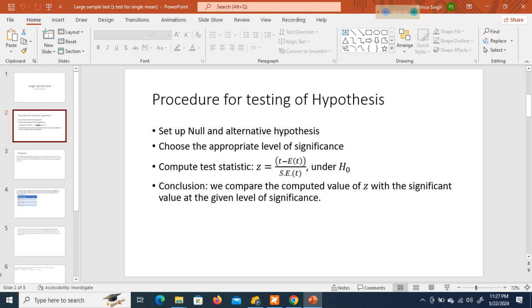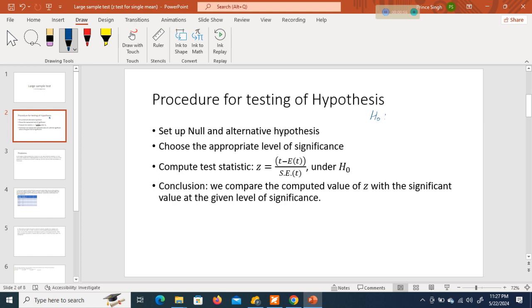The first step is we need to set up the null and alternate hypothesis. Like I told you, the null hypothesis is denoted by H0. Now because in this particular part we are going to perform Z test for a single mean, in every problem we are given some value of the population mean, and we need to test about that particular value only. So our null hypothesis will be mu is equal to mu naught.